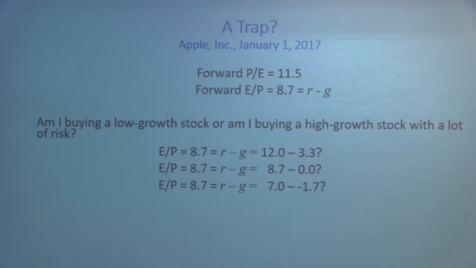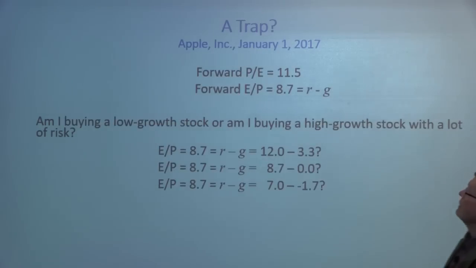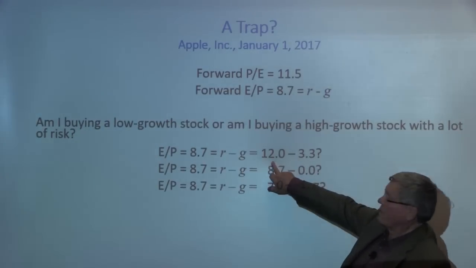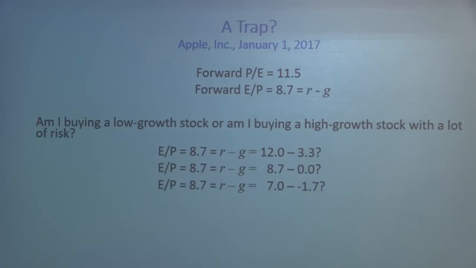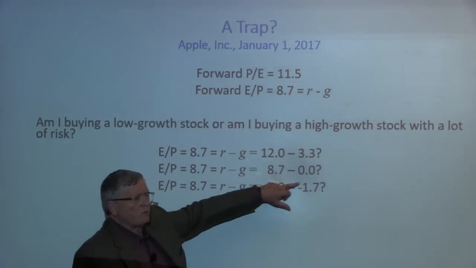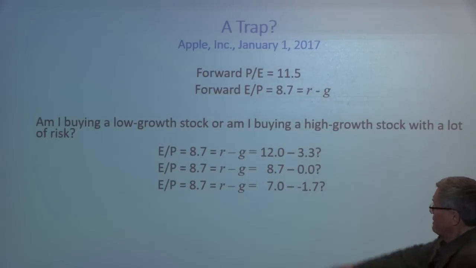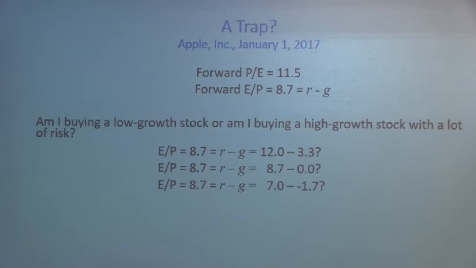Here's Apple, beginning of the year, January 1. PE of 11.5, EP the reciprocal 8.7, R minus G. What am I buying here? Well, it could be the EP is a 12% required return with an expectation of 3.3% growth rate. It could be an 8.7% required return with 0 growth, or it could be, as some people speculate, low risk, but actually it's going to deliver you negative growth. Apple's best days are over, okay?